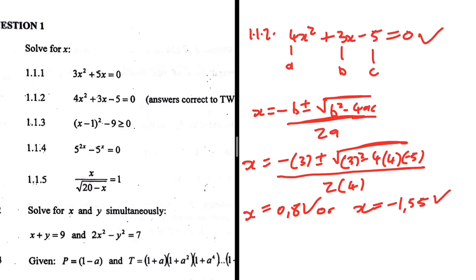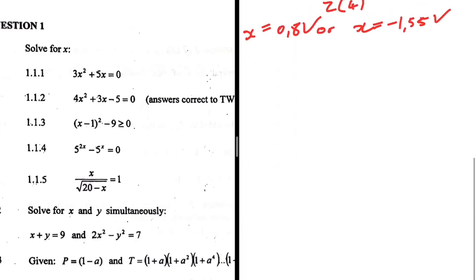I'll round it off, so I'm not going to get exactly 0. But if it is very close to 0, I'm going to be convinced that whatever I did was correct. That is 1.1.2. Let's take a look at 1.1.3. We have x minus 1 squared minus 9 being greater or equal to 0.